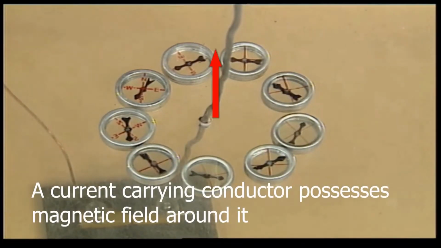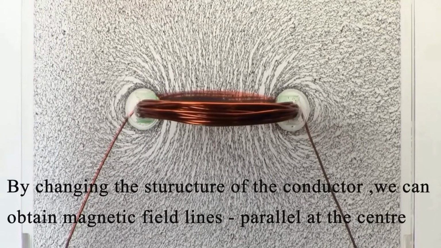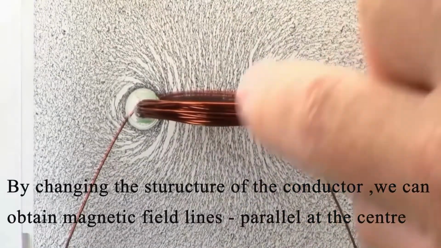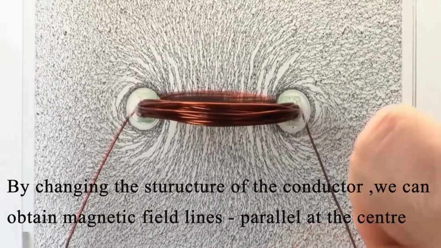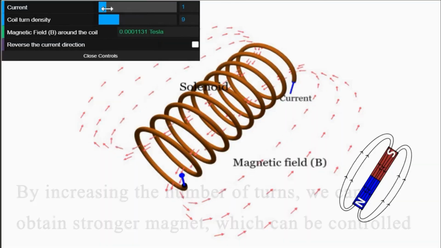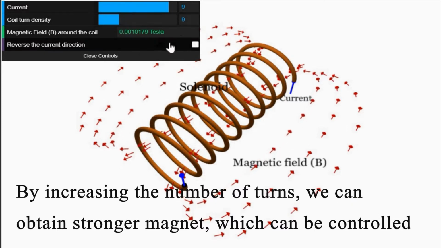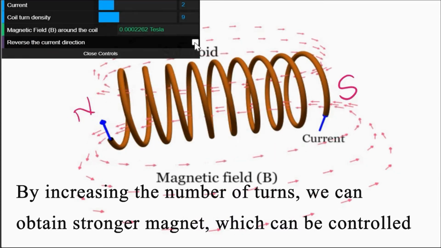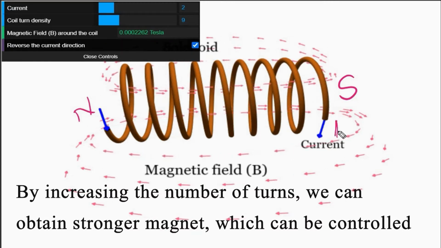In the previous session, we learned about obtaining a powerful artificial magnet from electric current. A current carrying conductor possesses a magnetic field around it. When we change the shape of the straight conductor, we get a circular coil. In the circular coil, the magnetic field lines will be parallel at the center and circular near the wires. When this circular coil is brought into the form of a solenoid, we can get a powerful magnet which resembles that of a bar magnet. The power of this magnet can be controlled using the flow of electric current and number of turns.